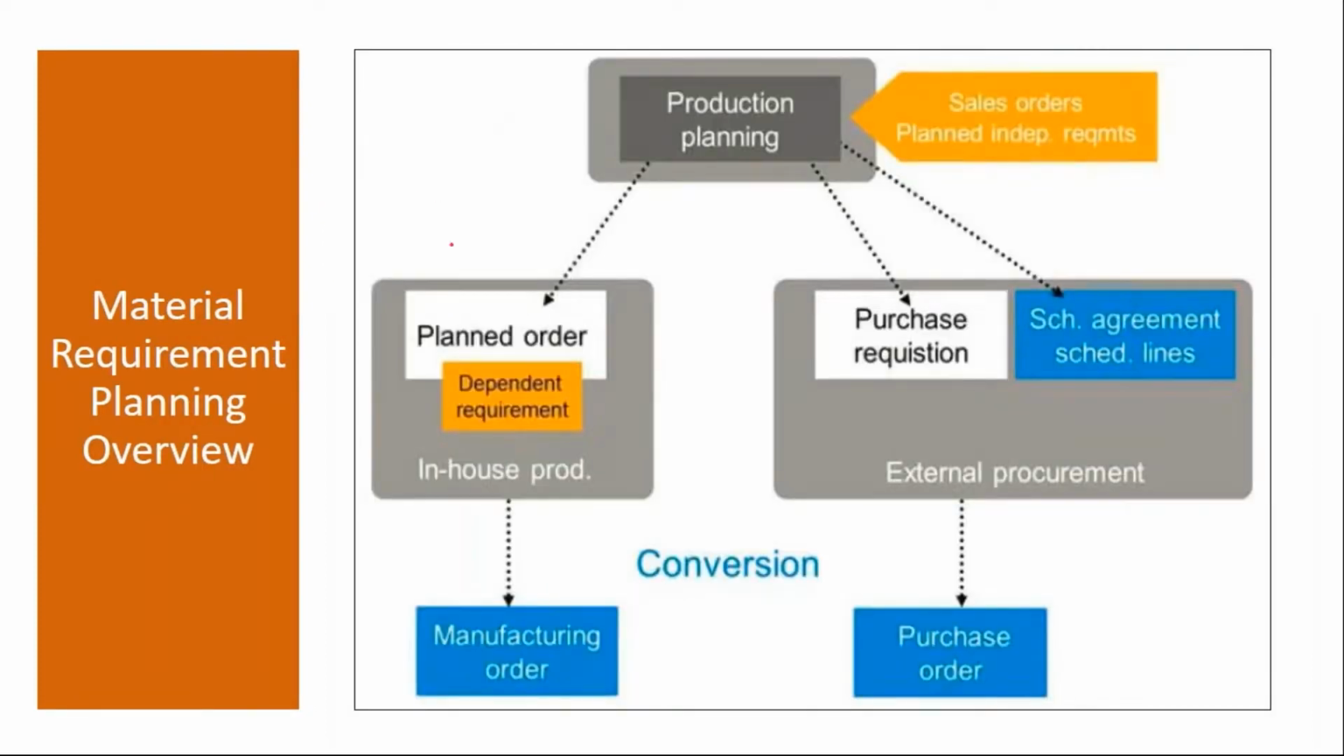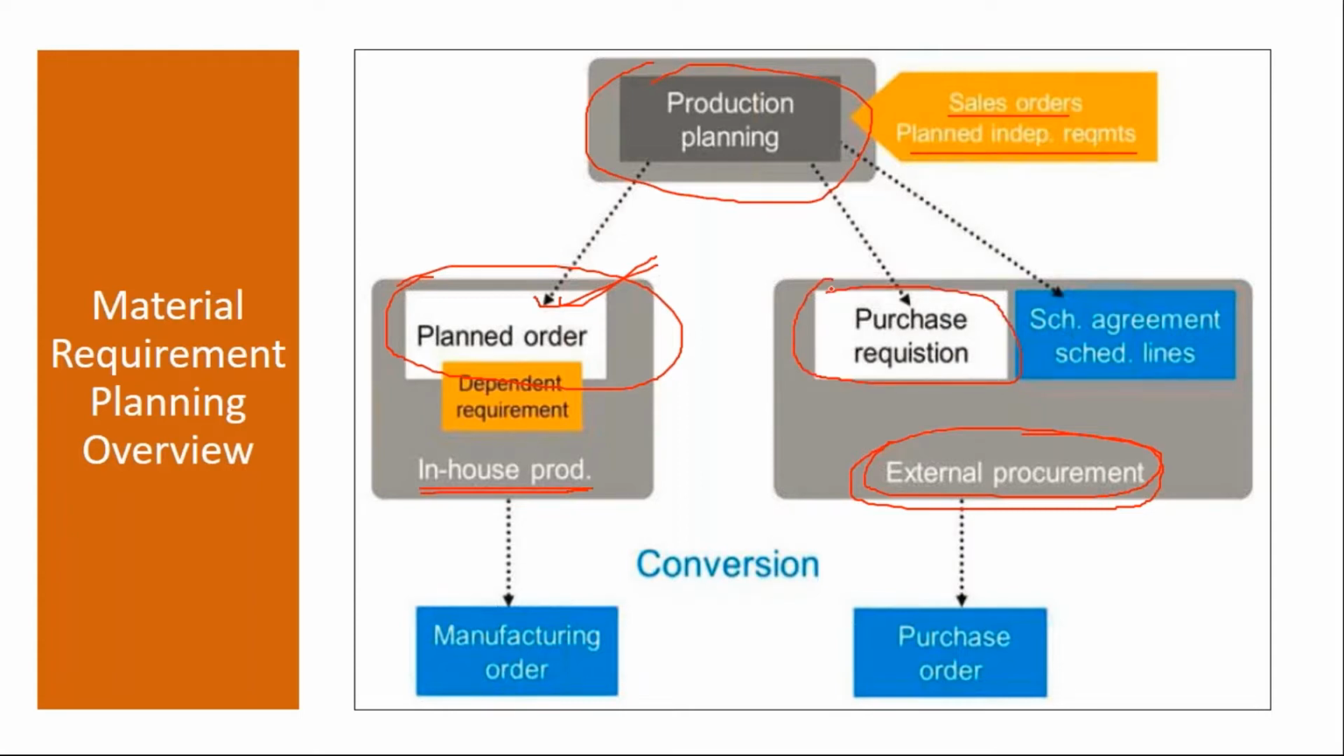So you have your sales orders, you have your PIRs, the forecast. Once this demand is known, they run MRP. When they do MRP, the system normally will generate a planned order, provided that material is a produced material, an in-house production material. If that material is an externally procured material, like raw material or packing material, which are purchased, then normally the system will generate purchase requisitions. In some cases, if the settings are there, it can also generate schedule lines.